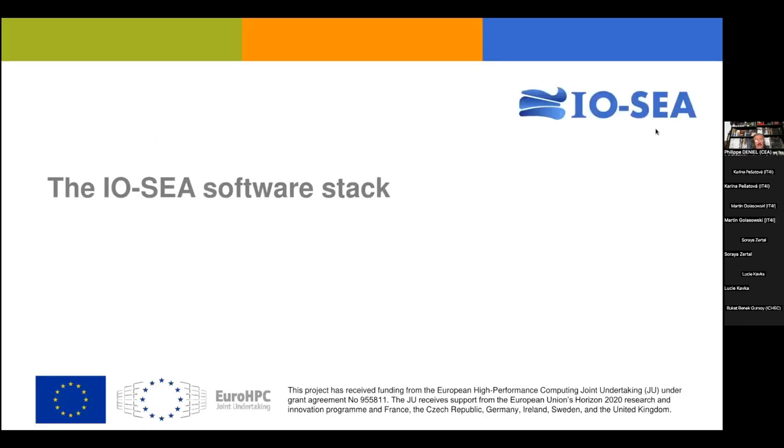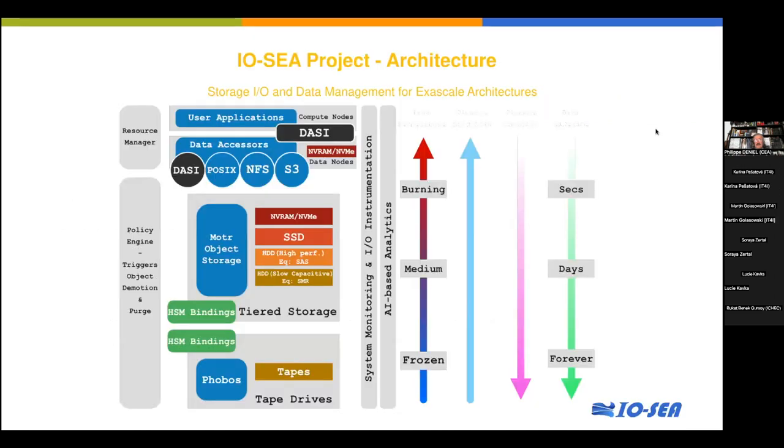Okay, so once we have these very basic things, let's go with the software stack. This is the big picture of the software stack. As Martin said in the introduction, we have to deal with the taxonomy of the file. Are they used frequently? Are they almost archived? So we have this idea of file temperatures, from burning, when the file is frequently accessed, to frozen. And it's very similar to statistical physics.